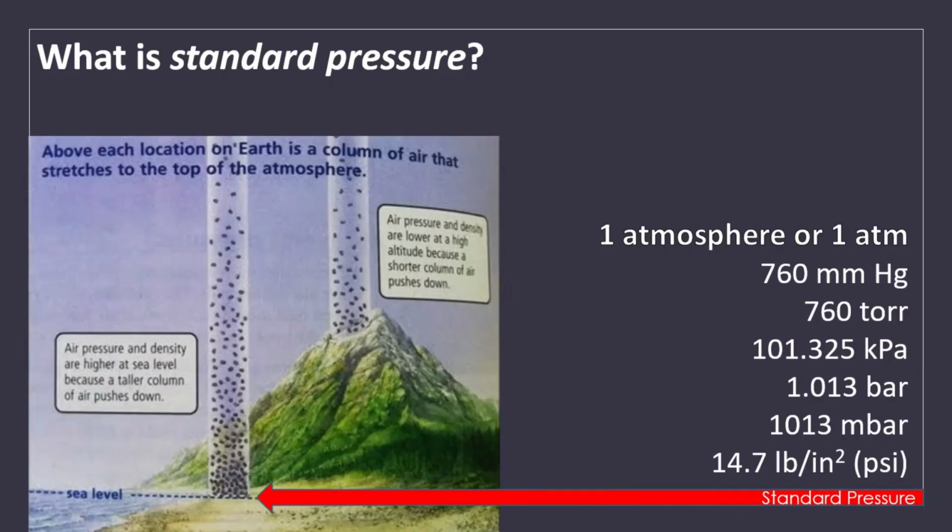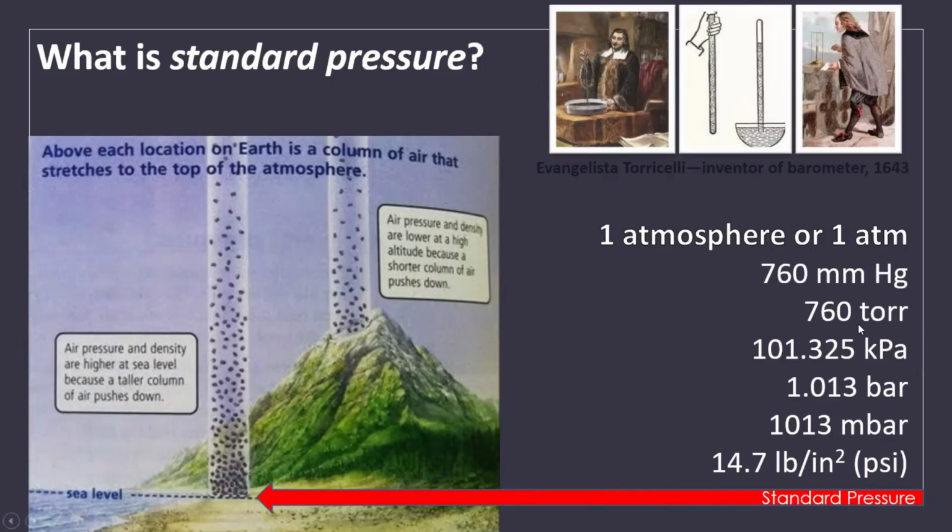Now, the bars and millibars are mainly used by meteorologists. And then the PSI, the pounds per square inch, we're familiar with that for our bicycles and car tires and basketballs and things like that. The unit torr sounds a little weird. It was named in honor of the inventor of the barometer, Evangelista Torricelli. He invented that in 1643.